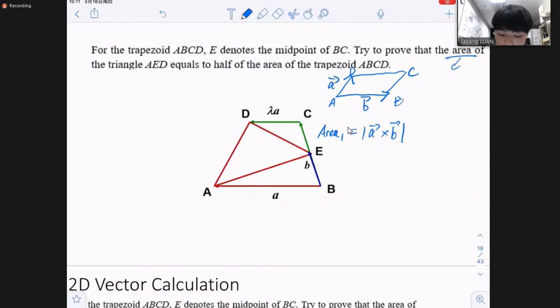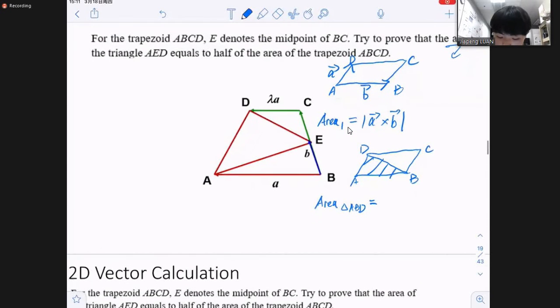So this is the area of this parallelogram. And then if you draw a diagonal line like this, A, B, C, D, then what is the area of this triangle ABD? You can see that it is half of this thing. So this is also A, B. Half A cross B norm.